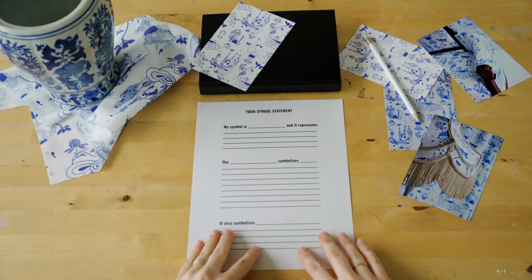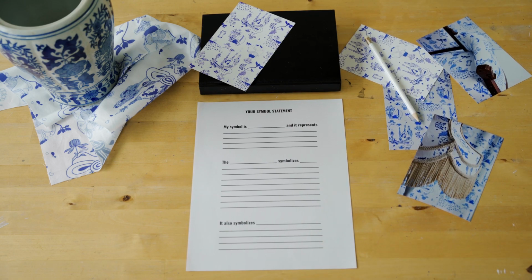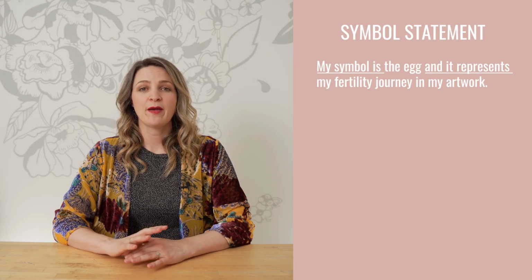You can write this in your sketchbook or journal, or you can use the class PDF provided, and I've made you a little template. So I'm going to pick my symbol, the egg. And I'm going to write my symbol statement.